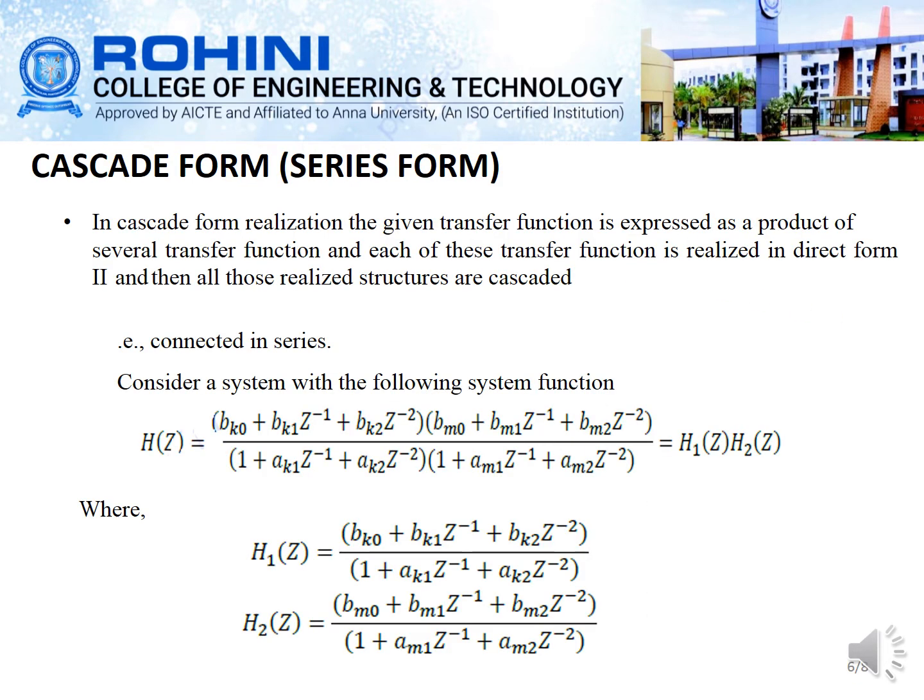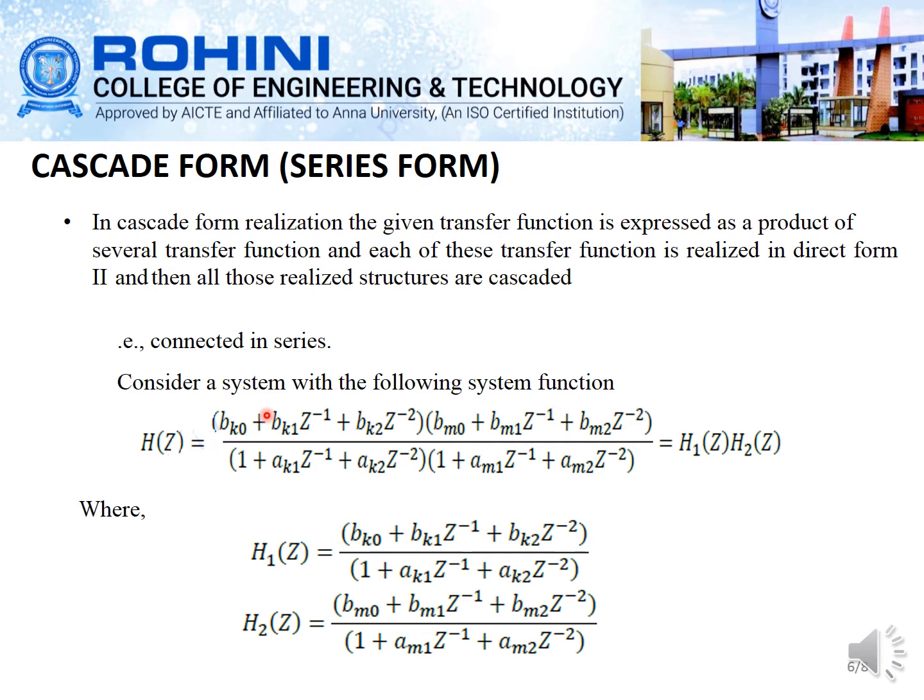It is otherwise called the series form. In cascade form realization, the given transfer function is expressed as the product of several transfer functions, and each of these transfer functions is realized in direct form 2, and then all those realized structures are cascaded, that is, connected in series.